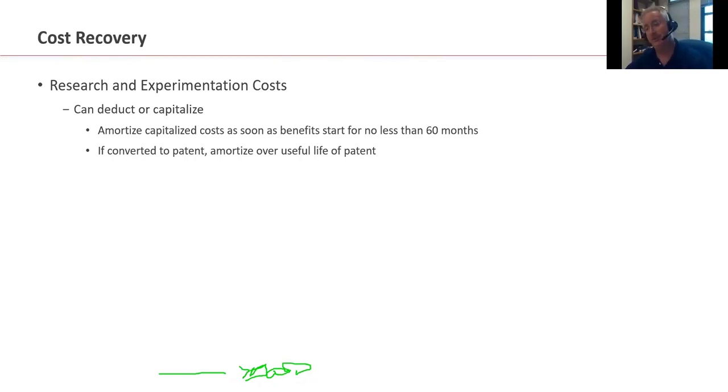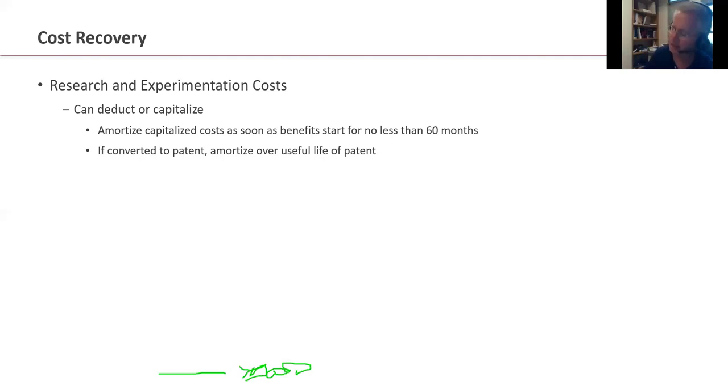For tax purposes, the rule is generally like, well, wait a second, that's bad matching, right? I shouldn't let you expense R&D up front because you may never create income. So we're going to let you amortize or capitalize that cost if you want to. You don't have to. You can deduct it. If you want to capitalize it, you can.